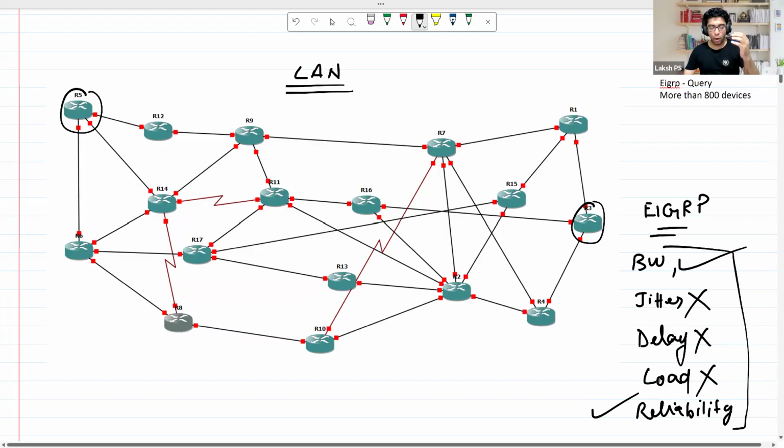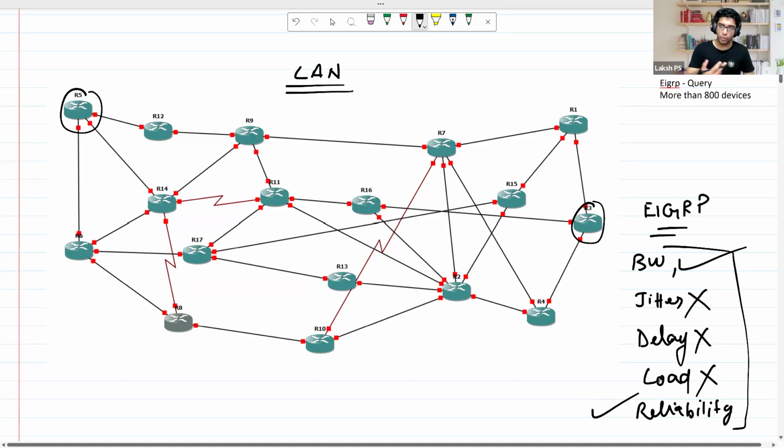So in order for the data to be sent using the best bandwidth and best reliability with the least load, delay, and jitter, the only protocol that calculates using this is EIGRP. That is why most of the time EIGRP is preferred on the enterprise side, because we want the data to travel as fast as possible inside your lab.